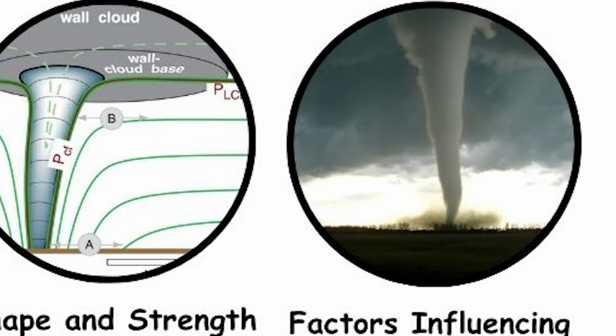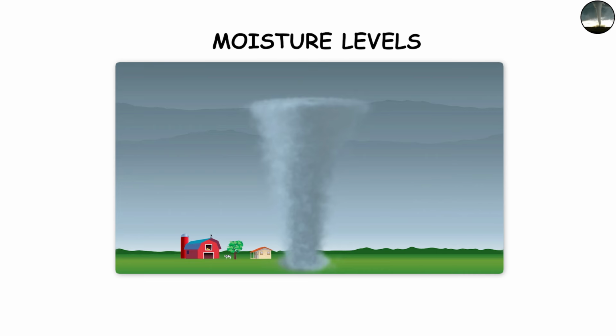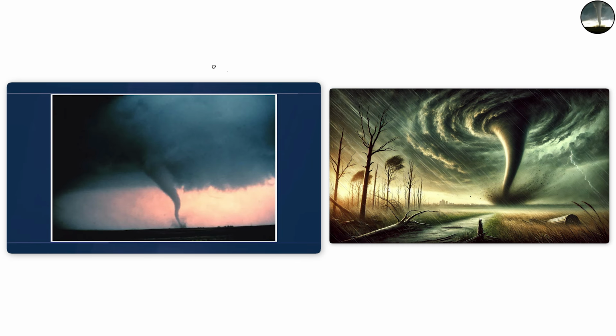Factors influencing tornado shape. Several factors influence the shape of a tornado. Moisture levels in the atmosphere can affect how visible and condensed the funnel appears. High humidity often produces thick, well-defined funnels, while drier conditions can lead to ghost-like appearances.